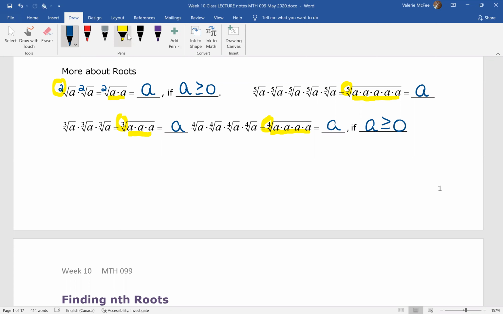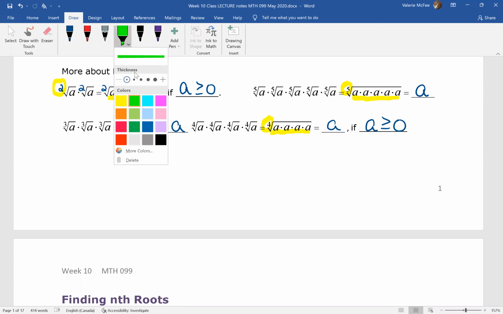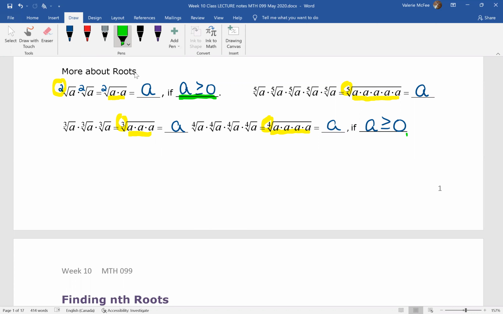Do you notice something here? Do you notice that I'm saying if a is greater than or equal to 0 only when my index is even? Well, that's not going to work for odd indexes, is it? Why do you think that is? We can find the root of an odd index even if the radicand is negative.